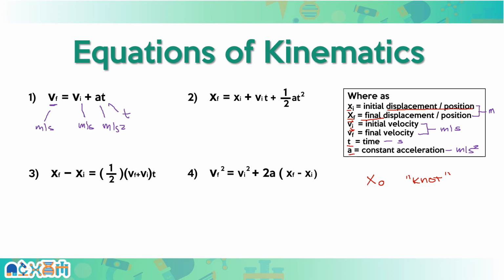Next, if we're trying to search for the final position, this is in meters. We use the initial position, added to the initial velocity multiplied by time, and 1/2 of acceleration multiplied by the square of time.